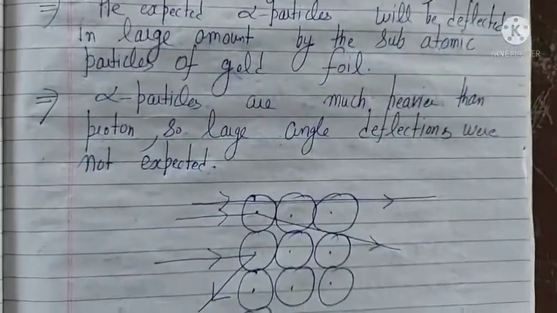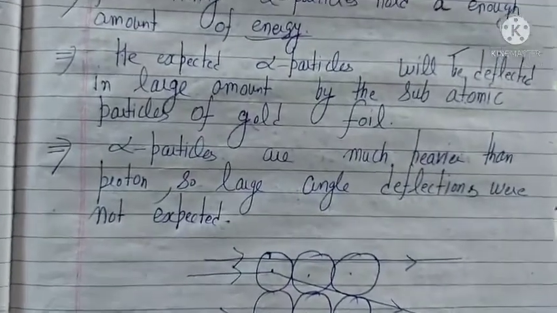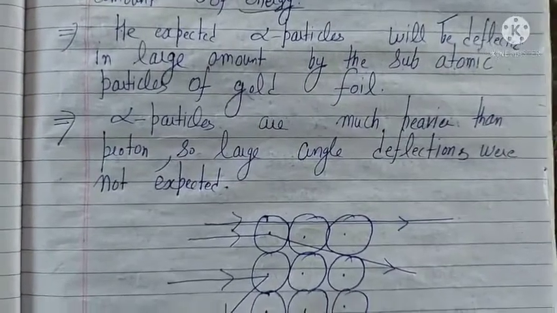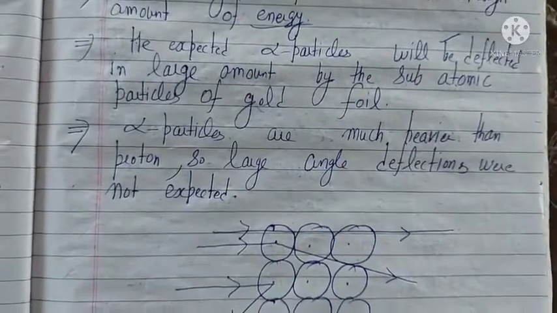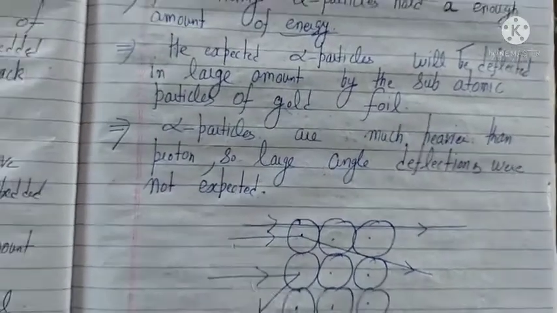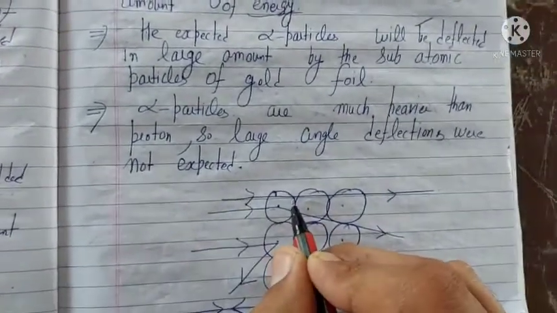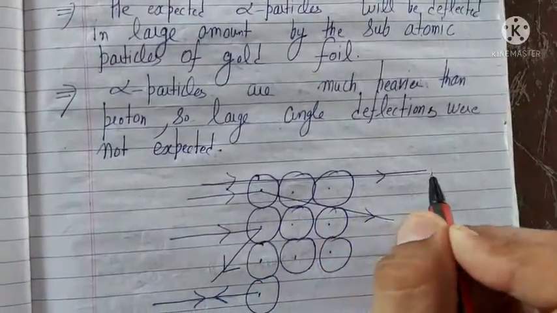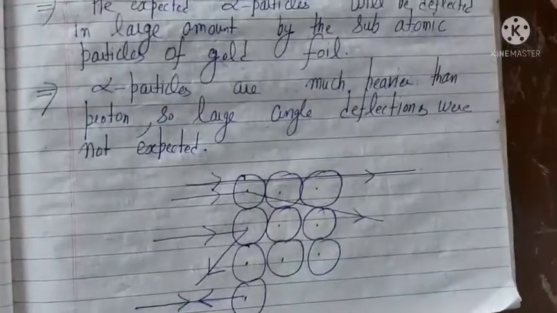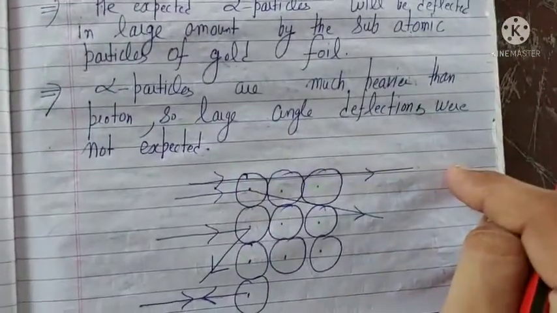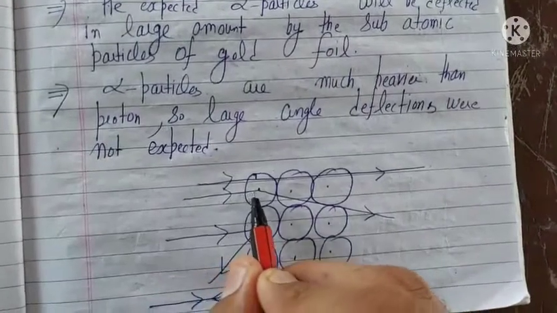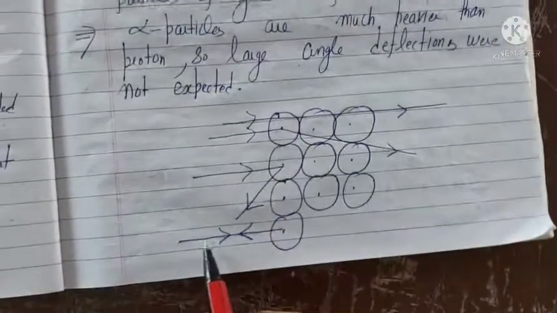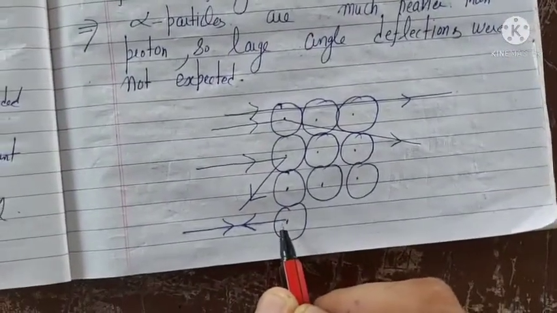Alpha particles are heavier in size as compared to protons also. So large angle deflections were not observed. When these alpha particles were made to hit the gold foil, a very large number of alpha particles went through this gold foil without any deflection. Large number of alpha particles. Very few alpha particles suffered deflection through small angles, and very few of the alpha particles bounced back along the same path.